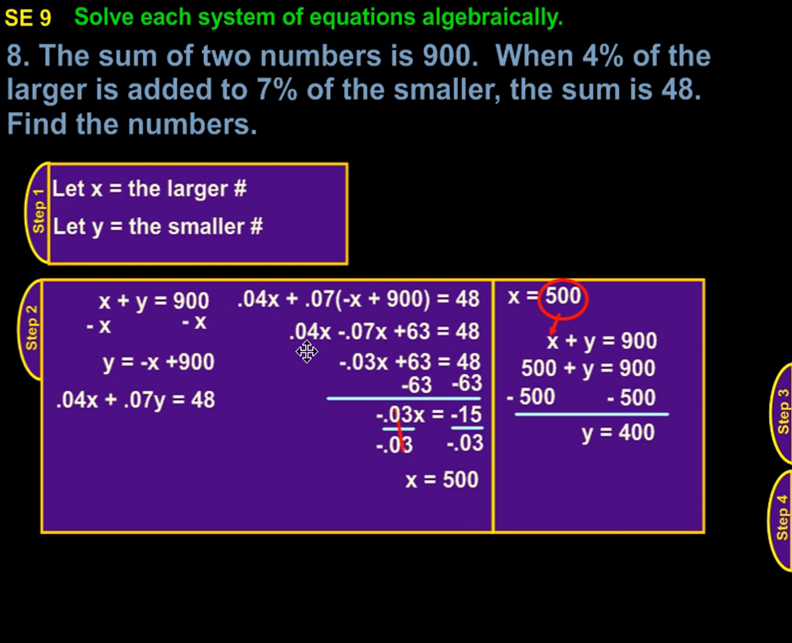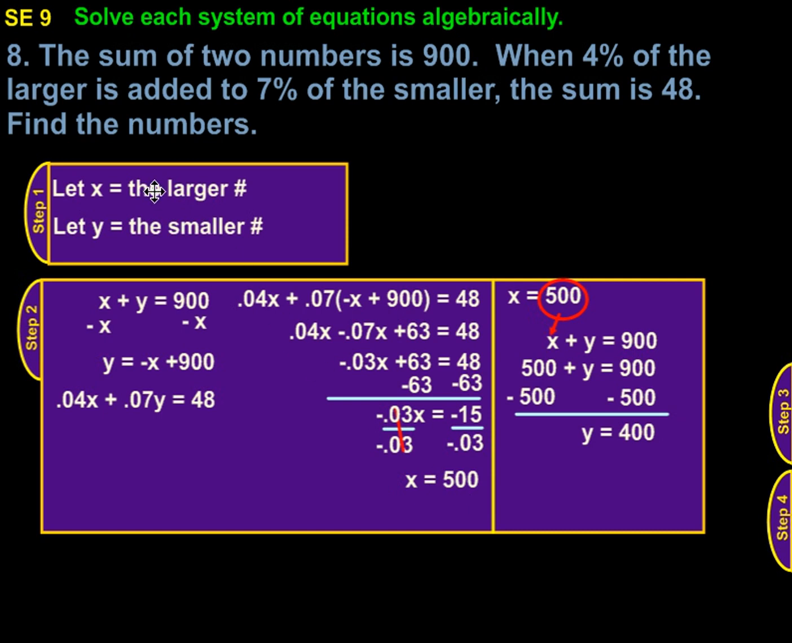I can combine like terms. I have 0.04x minus 0.07x, which gives me negative 0.03x plus 63 equals 48. I can subtract 63 from both sides, which leaves me with negative 0.03x equals negative 15. I divide by negative 0.03 on both sides, and I do realize this gets a little messy with the negatives and the decimals, but it's okay to use a calculator. When you divide negative 15 by negative 0.03, you wind up with x equaling 500.